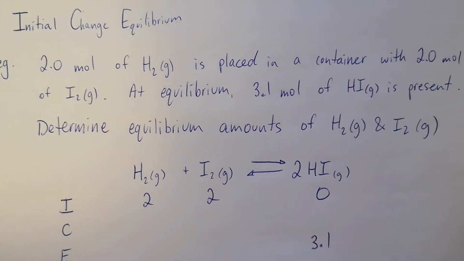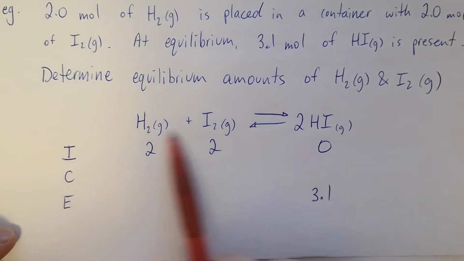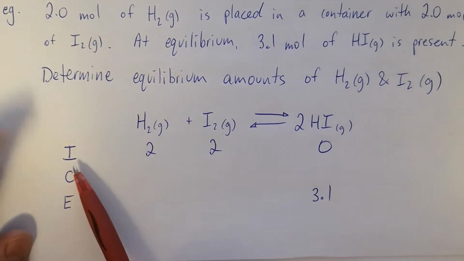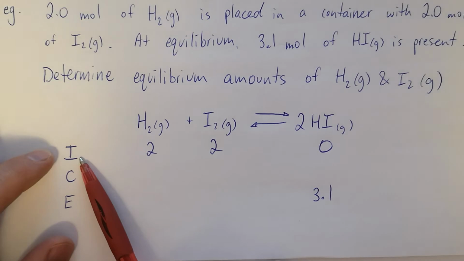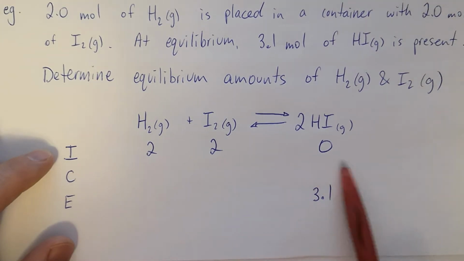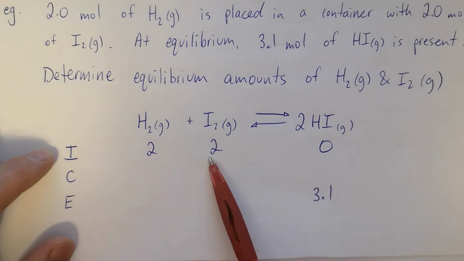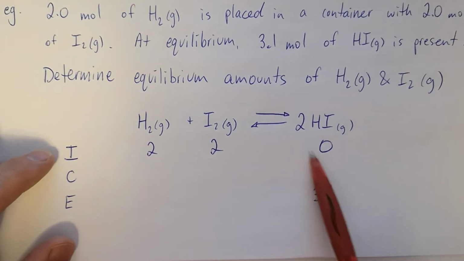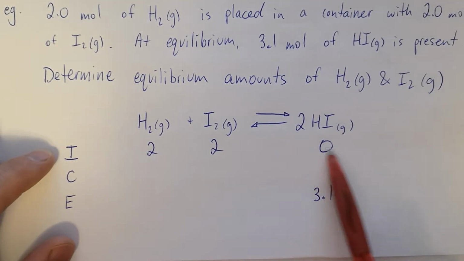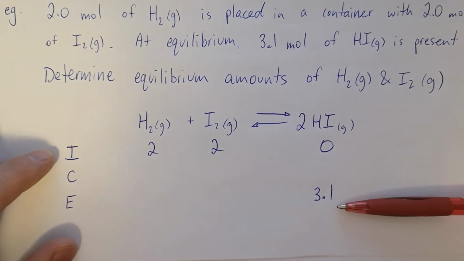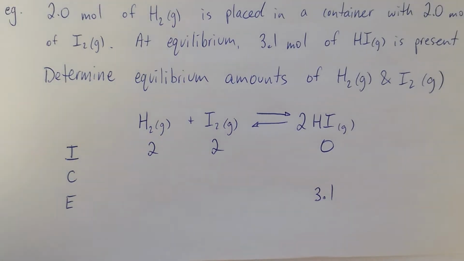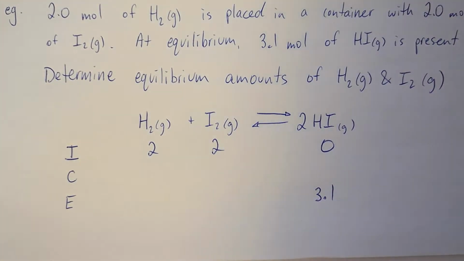To set up a table, write your reaction. Okay, so there's my balanced reaction. The I stands for initial. You can use ice tables for amounts or concentrations. We'll do it at a concentration amount later. This is going to be an amount example. So we start with 2 moles of these two guys. They're put in a container. None of this exists before the reaction starts. But we were told that 3.1 moles of hydrogen iodide are present at equilibrium. Okay, so this is just the table set up with what we're given, and I'll show you how to fill in the rest.